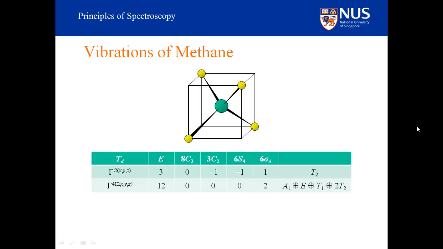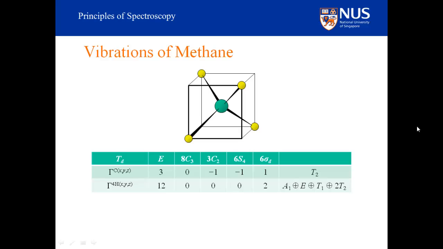The S4 axes are aligned with the C2 axes. The mirror planes contain a set of HCH atoms. There are 6 possible combinations, and so 6 mirror planes. The symmetry of the molecule means that we can separate the Cartesian displacement coordinates on the carbon atom from those on the hydrogen atoms, and we can apply the same methodology as we did with ammonia.